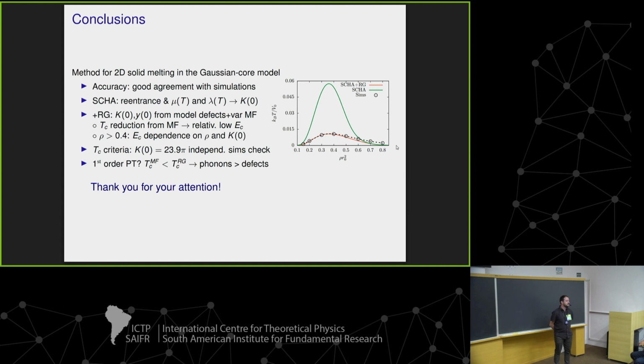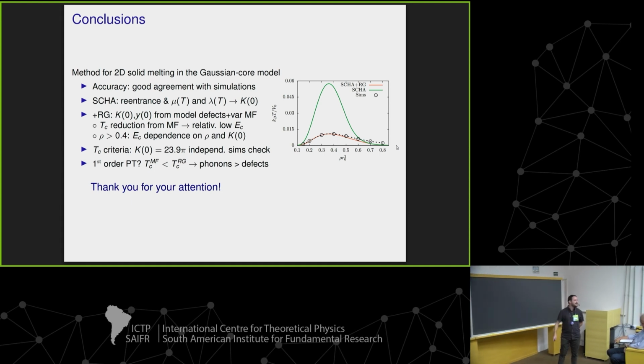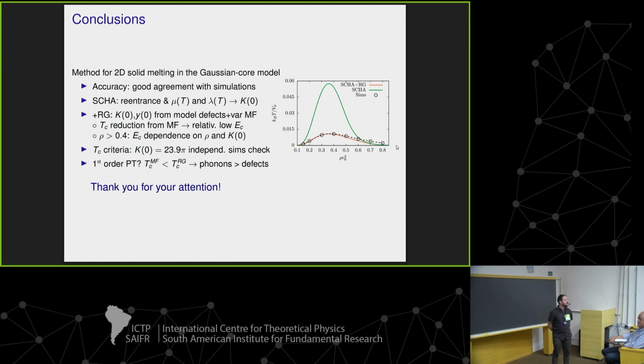So you showed this phase diagram with the reentrant behavior for high densities. Yes. So is there always a hexatic phase also on the left wing of the phase diagram? Yeah. If you can go back, maybe a couple of slides.